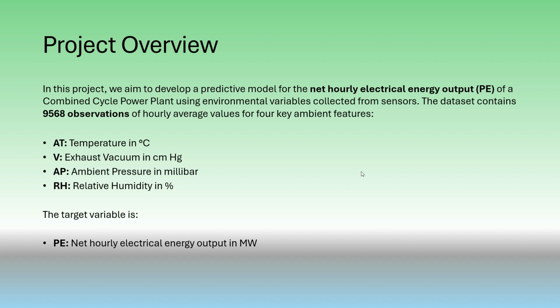We've got 9,568 observations, including the temperature, the exhaust vacuum, the ambient pressure, and relative humidity. And the target variable is the net hourly electrical energy output.